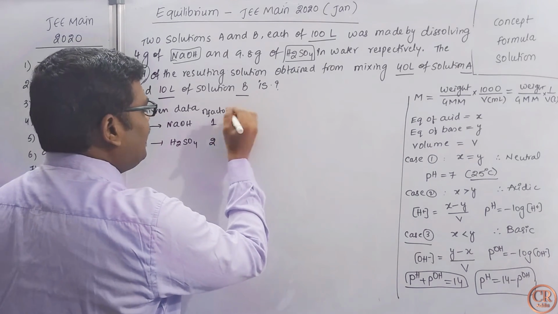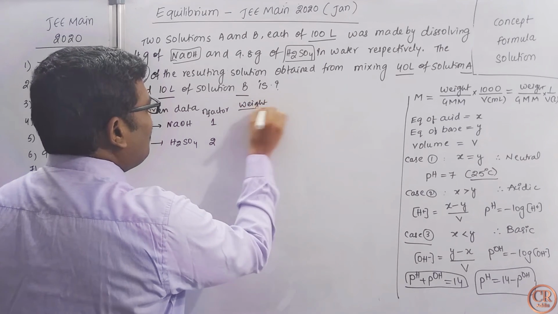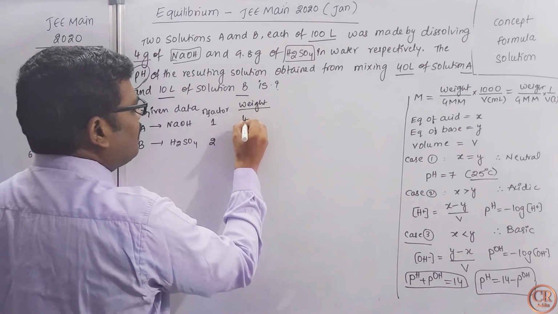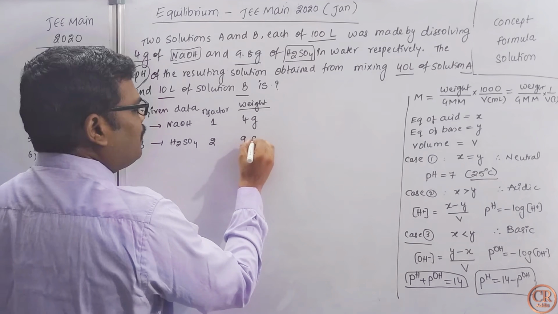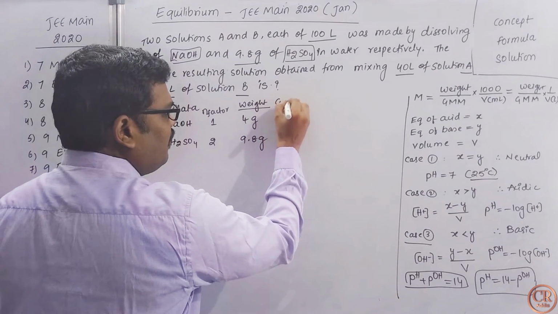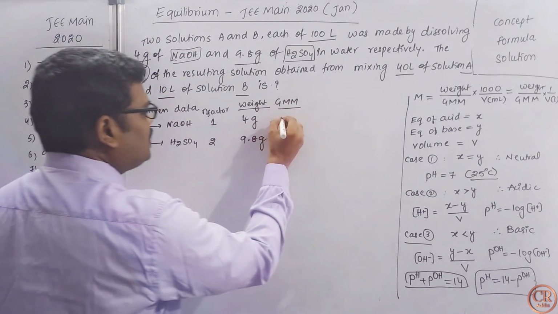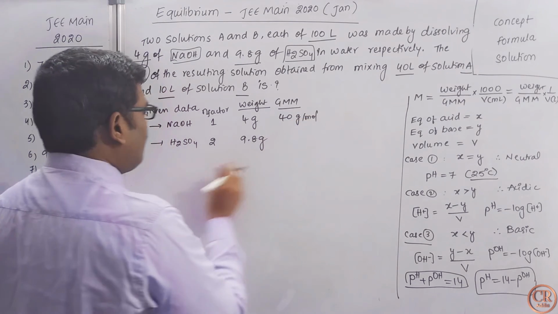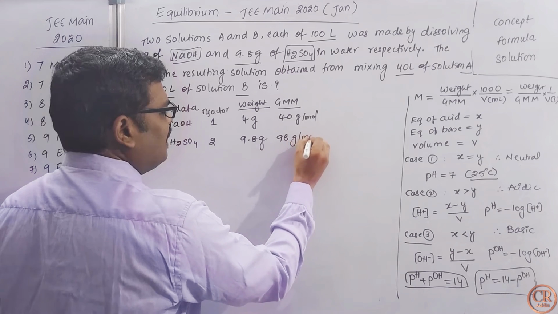Now we write the given data. Weight of NaOH is 4 grams and weight of H2SO4 is 9.8 grams. Now we write the gram molecular mass: NaOH is 40 gram per mole and H2SO4 is 98 gram per mole.